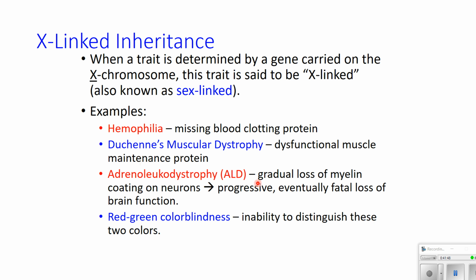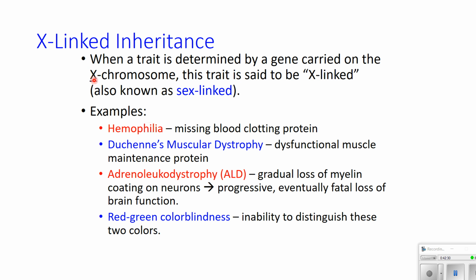Adrenoleukodystrophy, ALD, causes gradual loss of myelin on the nerves, especially the motor nerves that allow the brain to communicate with the muscles. So these young men eventually lose their ability to walk and talk, and eventually the nervous system shuts down, and it is a fatal disease. And finally, red-green color blindness, where a person can see color, but they cannot distinguish between the two colors of red and green. All of these are inherited traits.